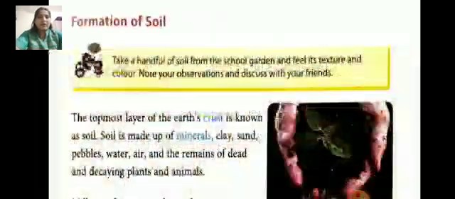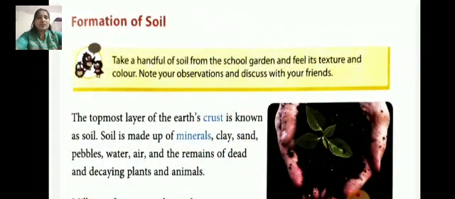Okay, so let's start. See, children, if you have your book, page number 49, please open it and see whatever I am reading. Understand it. Take a handful of soil from the school garden and feel its texture and color. Note your observation and discuss with your friend. Yes, children, you can do this also at your home.